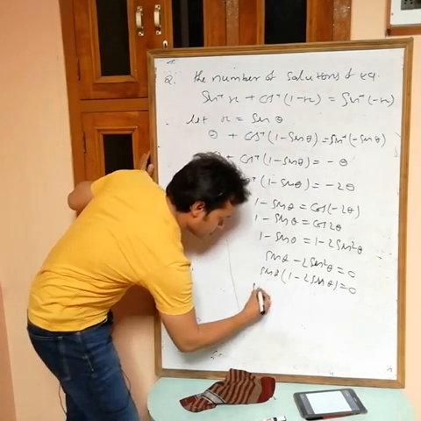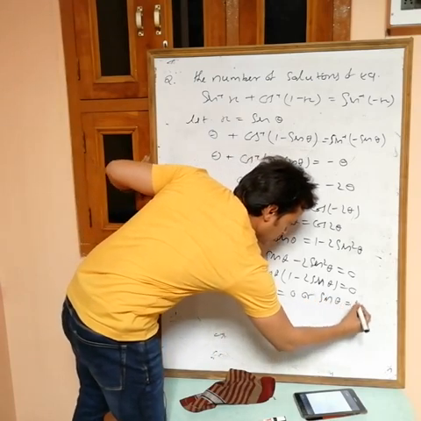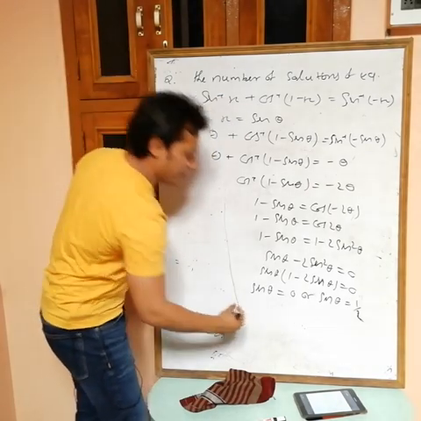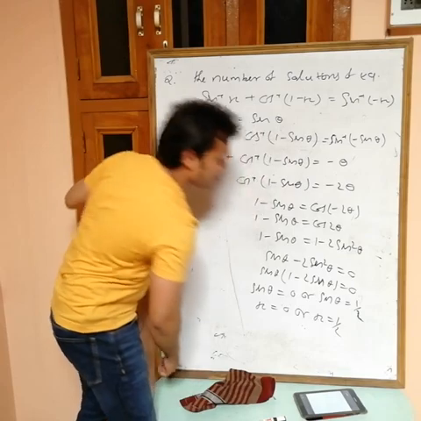If you put this equal to 0, you are getting sin theta equals 0 or sin theta equals 1 by 2. Actually sin theta is x, and at the end we want the value of x, so x equals 0 or x equals 1 by 2.